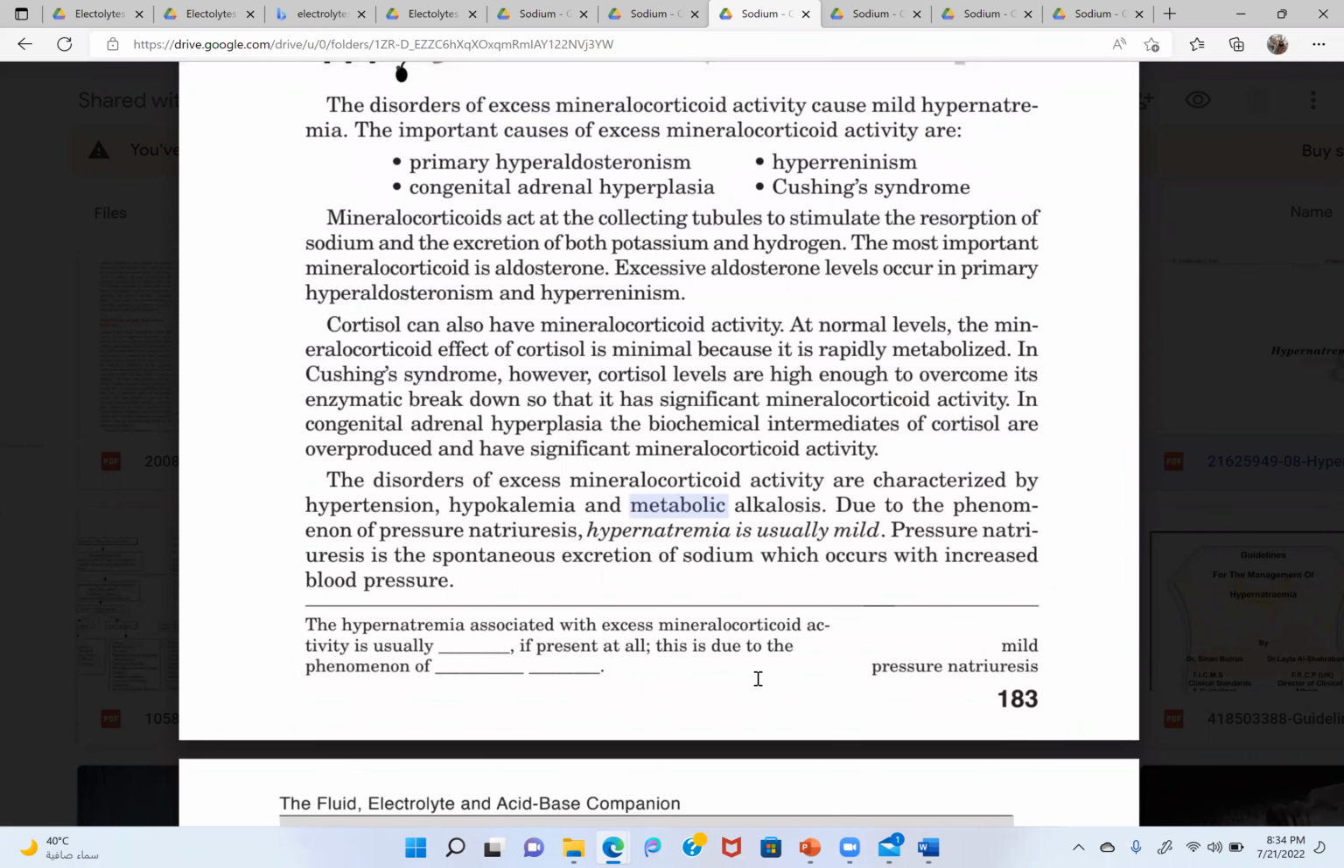That is why, if you are reading only one book, you will not be able to understand, because the electrolyte chapter also involves endocrinology. If you don't understand those things, there will be a missing link, so you should take them together. There will be hypertension, hypernatremia, hypokalemia, and metabolic alkalosis. Due to the phenomenon of pressure natriuresis, hypernatremia is usually mild.